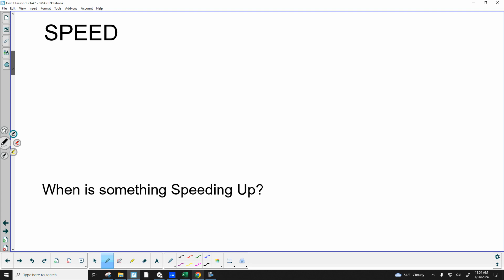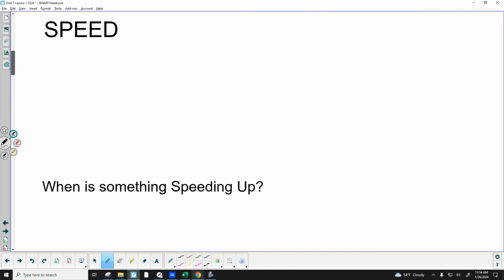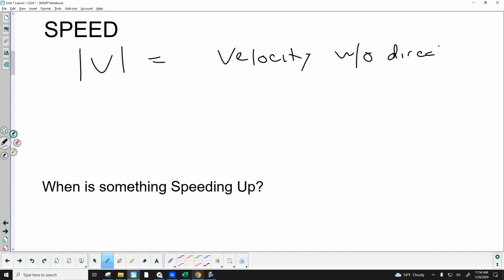We're going to talk about speed. Mostly speeding up or slowing down. Speed is complicated. Speed is velocity without direction. It's the absolute value of velocity. Speed, always positive. You still have a positive speed, but your speed's decreasing, you're getting slower.